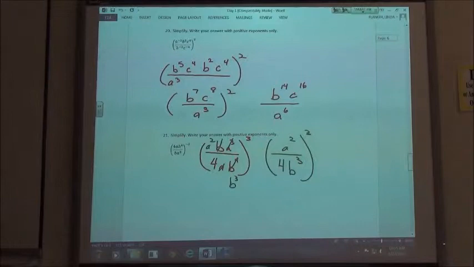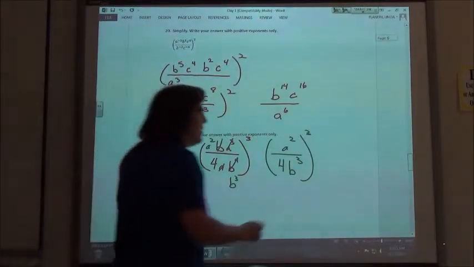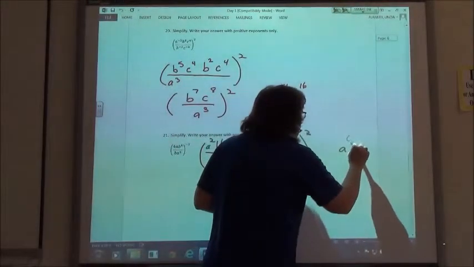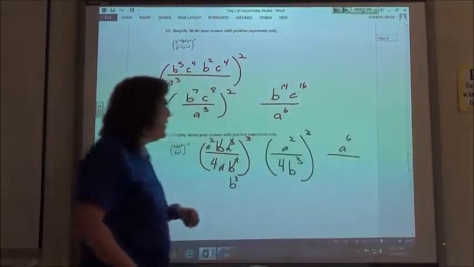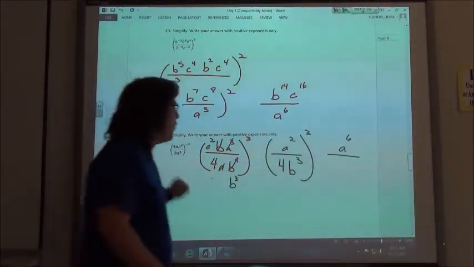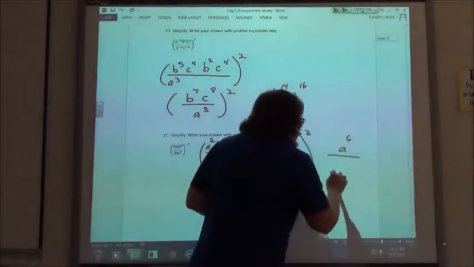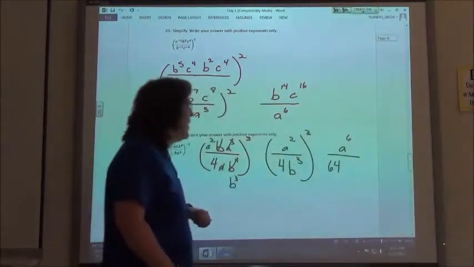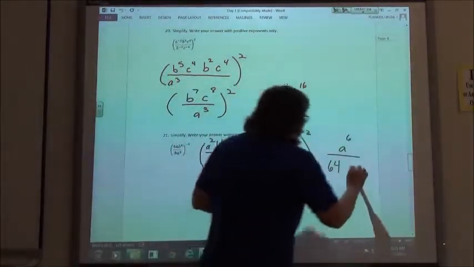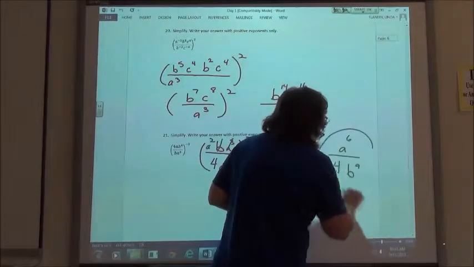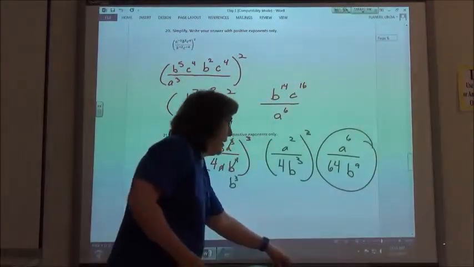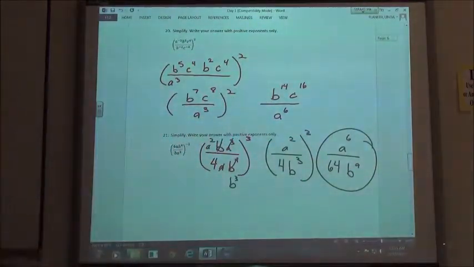If I follow my power rule, I can go ahead and cube everything. So I'm going to have a to the 6th, 4 cubed, 4 times 4 times 4. 4 times 4 is 16. 16 times 4 is 64. And then b to the 9th. So I get a to the 6th over 64, b to the 9th.